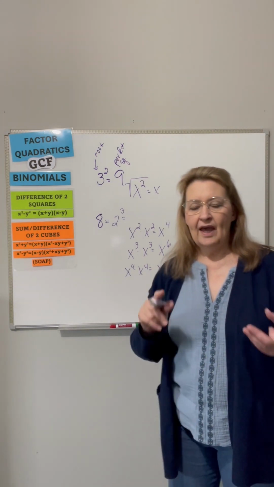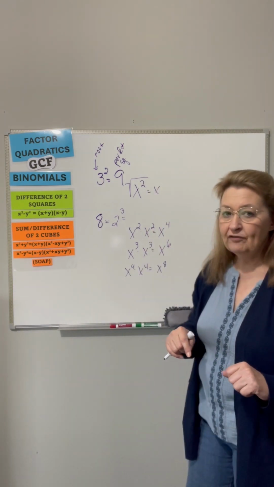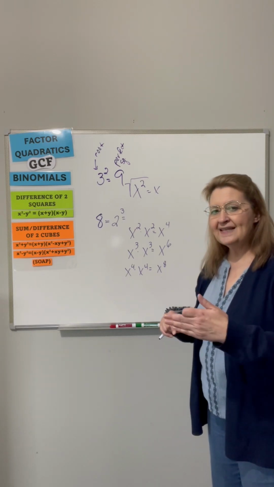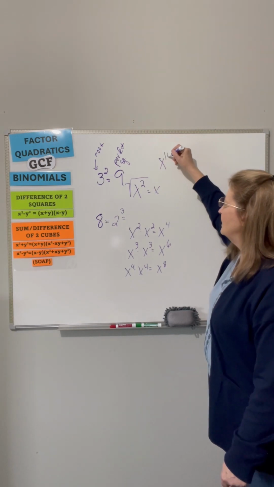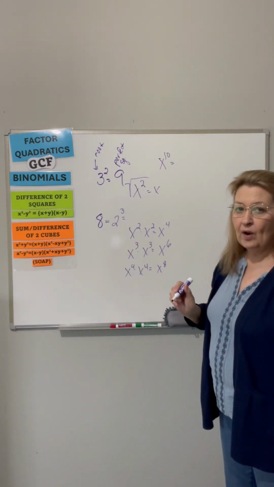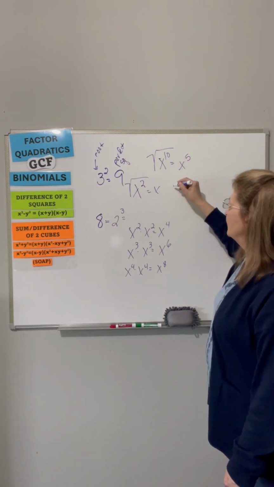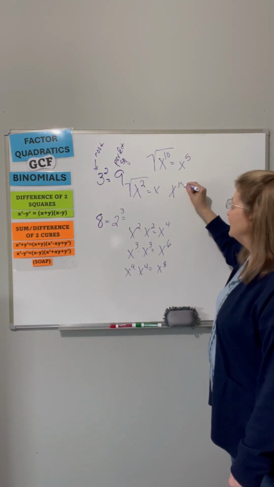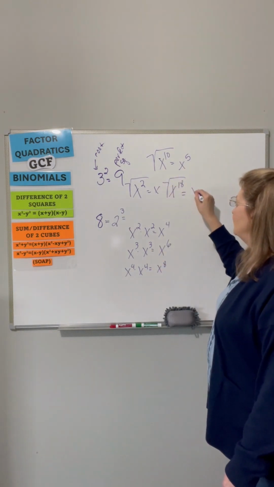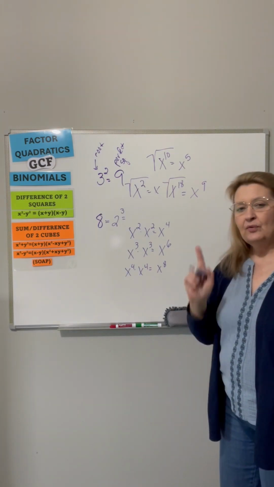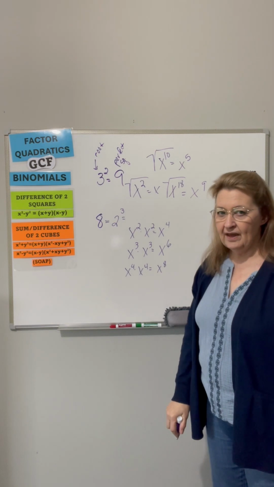Anytime you have a variable that has an exponent that is even, you have a perfect square variable. And the square root of it is half of the exponent. For example, x to the 10th. That is a perfect square, and the square root of it is x to the 5th. X to the 18th is a perfect square, and the square root of that is x to the 9th. So even exponents are perfect squares, and their square root is half of that.